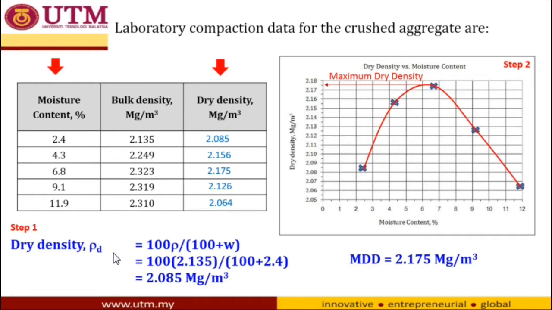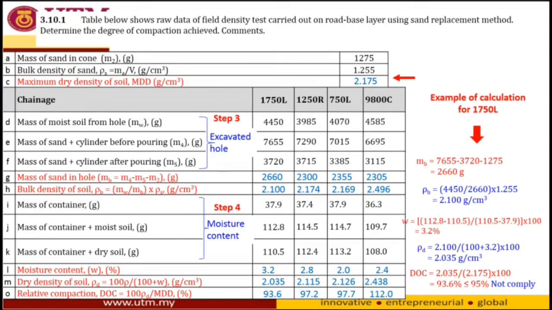In the first step, using the formula given, the dry density is calculated for all the 5 samples as shown in the slide. Then, refer to the chart. Plot the dry density versus moisture content and determine the peak of dry density or maximum dry density. From the plot, the maximum dry density value is then taken at 2.175.